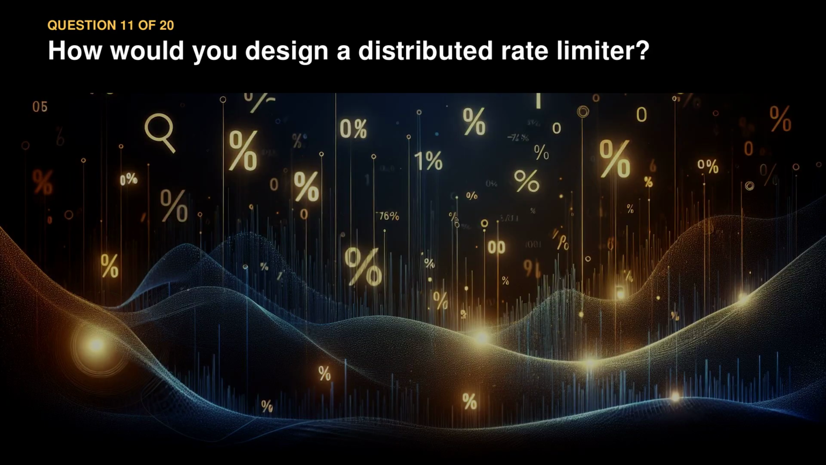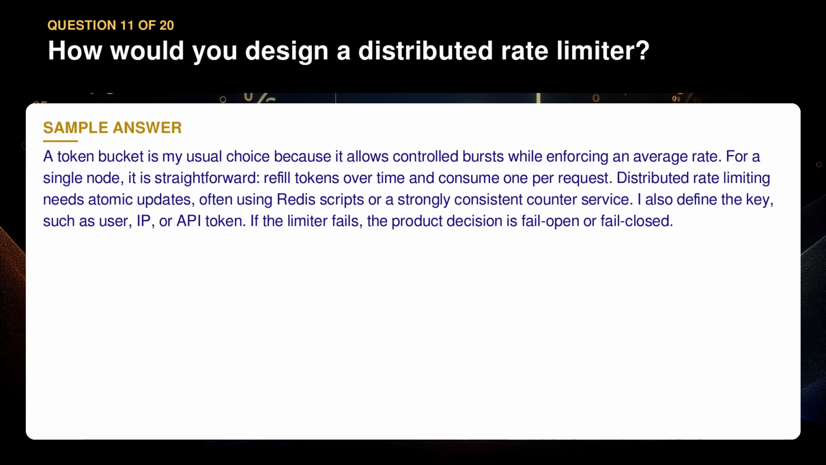Question 11. How would you design a distributed rate limiter? A token bucket is my usual choice because it allows controlled bursts while enforcing an average rate. For a single node, it is straightforward. Refill tokens over time and consume 1 per request. Distributed rate limiting needs atomic updates, often using Redis scripts or a strongly consistent counter service. I also define the key, such as user, IP, or API token. If the limiter fails, the product decision is fail open or fail closed.